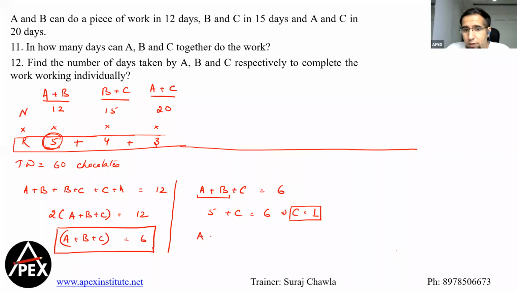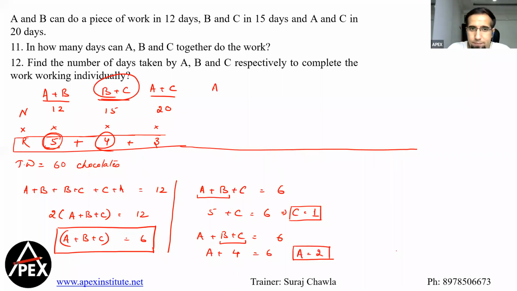Similarly, if A plus B plus C is equal to 6, and out of that, I am saying B plus C is equal to 4, so can I write A plus 4 is equal to 6, or the efficiency of A is equal to 2? Quick responses, guys. Is this point clear? Great, guys. Now, if A is equal to 2 and C is equal to 1, and A plus B plus C is equal to 6, can I say B is equal to 3?